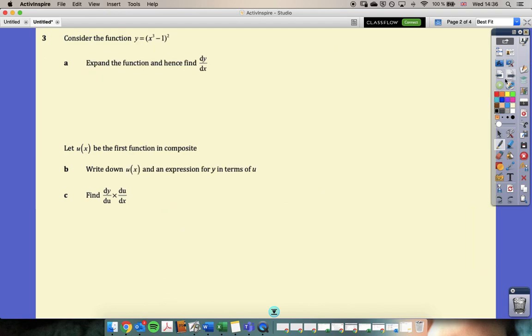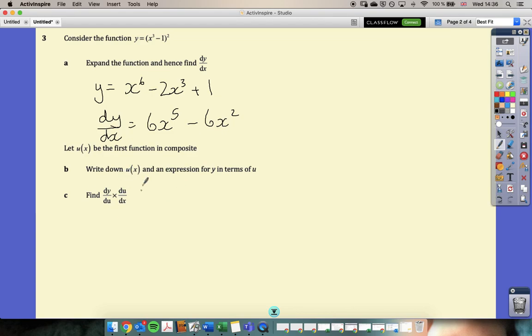Let's take a look at one more example. You might want to try this on your own, pause the video, work through it, and then skip ahead. So once again, expanding the function, I will get x to the power of 6 minus 2x cubed plus 1, and then finding dy by dx. I'll multiply by the power, reduce by 1, and there's my derivative.